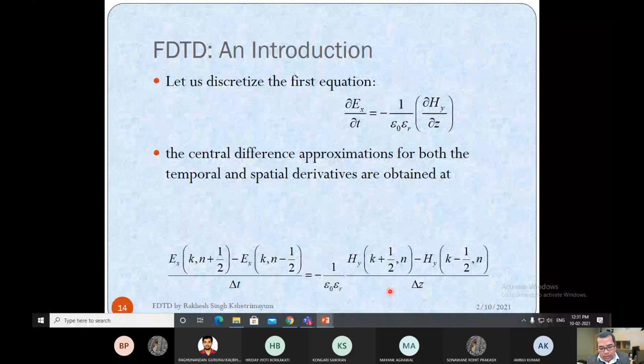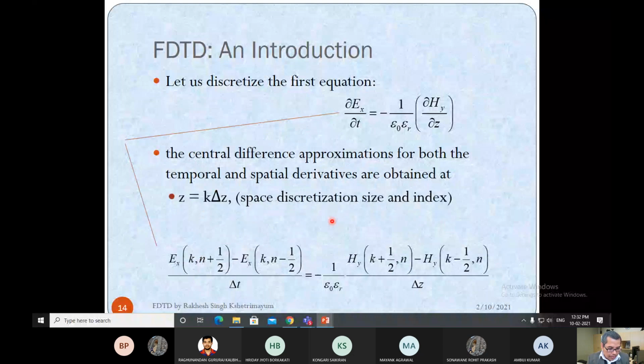But how many times will we write delta z and delta t? Later on, we'll convert this into a computer program, so there, delta z and delta t cannot be there. That's why I emphasized at the beginning that we have two running indices, one for space, which is k, and another for time, which is n. Okay, so this is how you do the discretization.